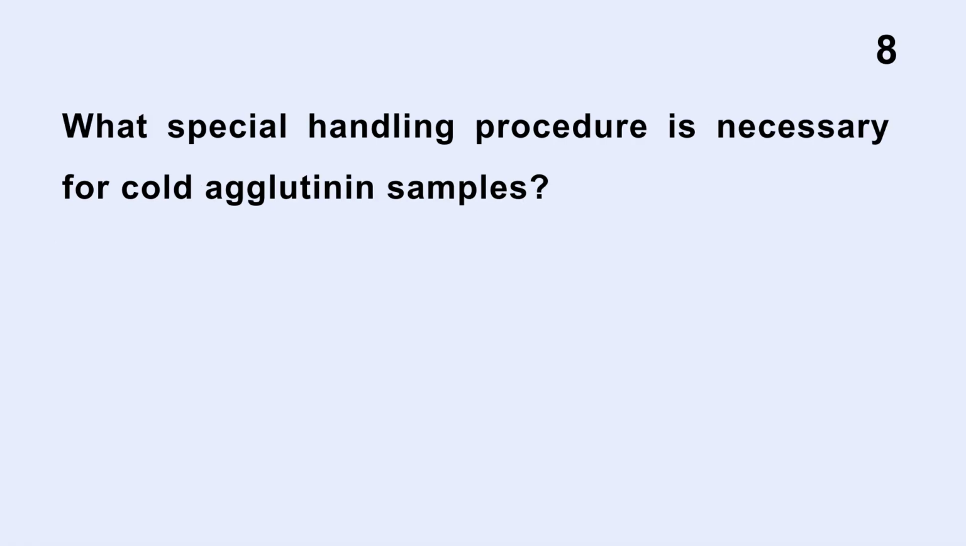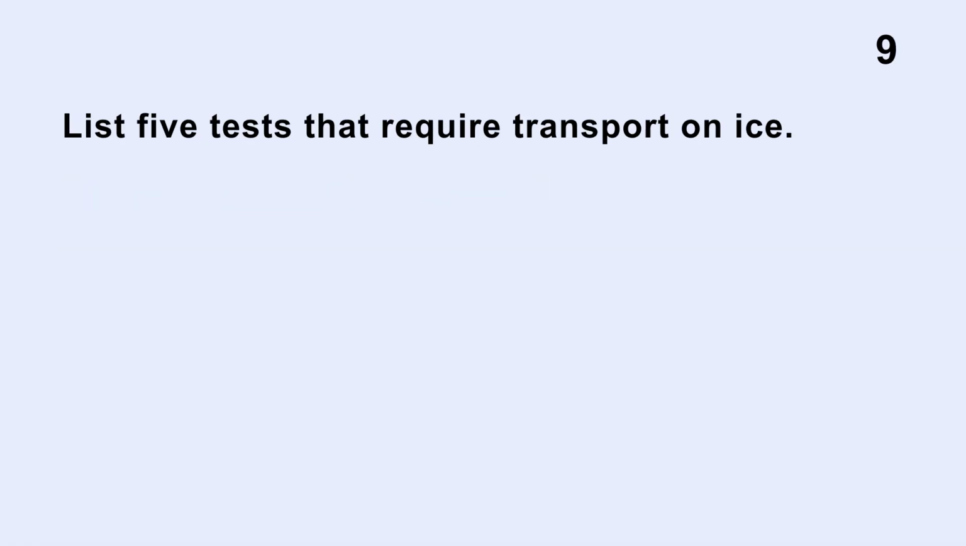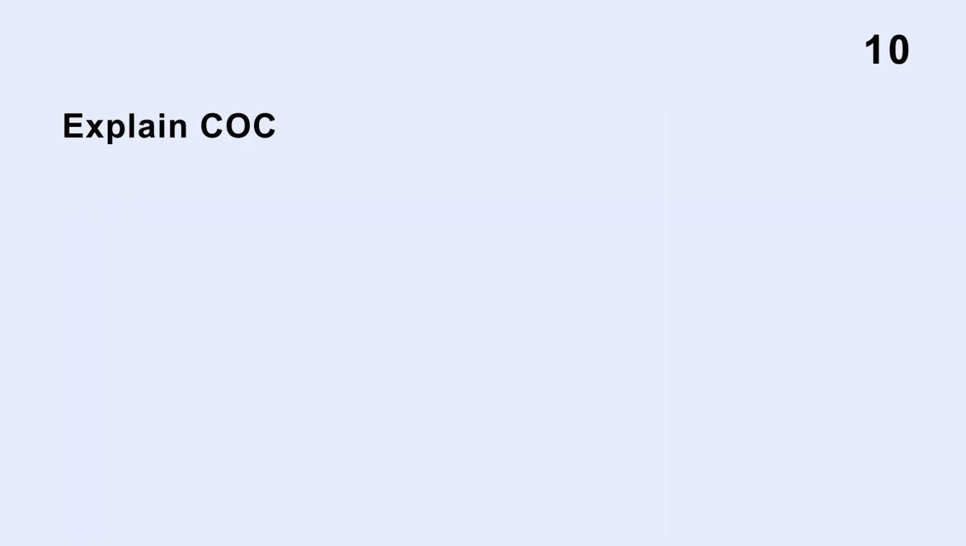Number 8. What special handling procedure is necessary for cold agglutinins samples? Cold agglutinins must be kept warm until the serum is separated from the cells. They can be wrapped in an activated heel warmer packet or placed in the incubator. Number 9. List 5 tests that require transport on ice. Tests that require the sample be transported on ice include ABGs, ammonia, lactic acid, pyruvate, glucagon, gastrin, adrenocorticotropic hormone, and parathyroid hormone.